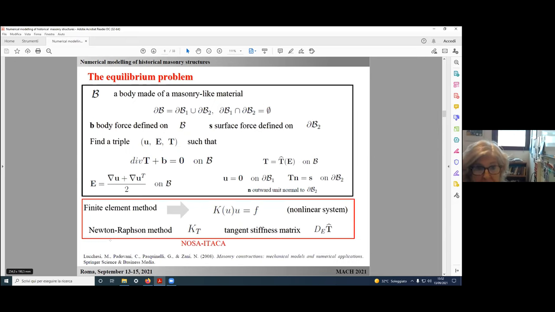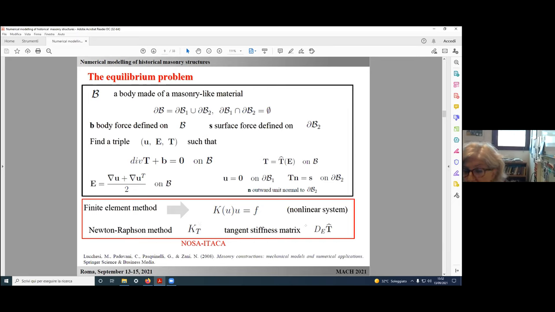So let us pass to the equilibrium problem. The NOSA-ITACA code relies on a finite element formulation of the partial differential equations which govern the equilibrium problem of a masonry-like solid. So we consider the weak formulation of this boundary value problem. We apply the finite element method and we get this system K(U)U = F, which is nonlinear.